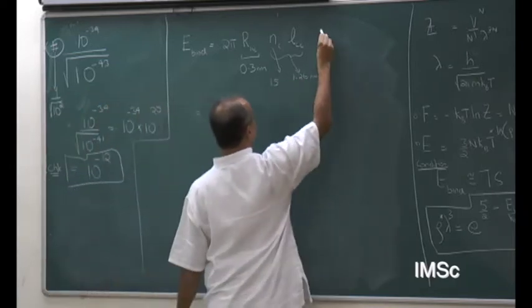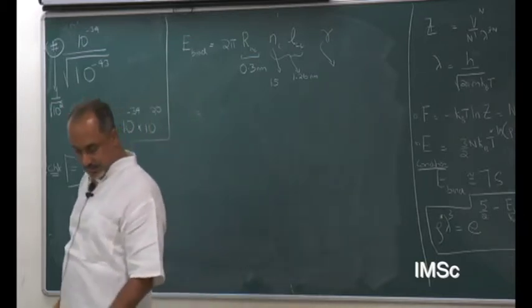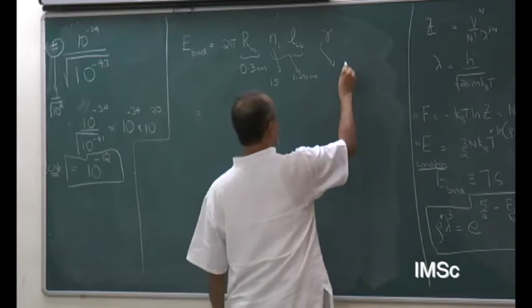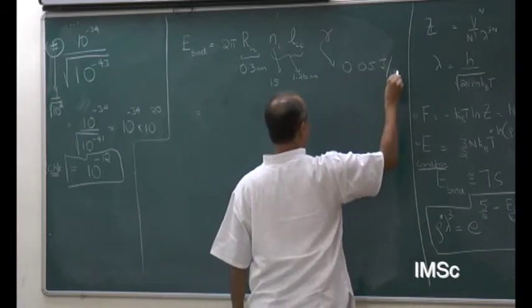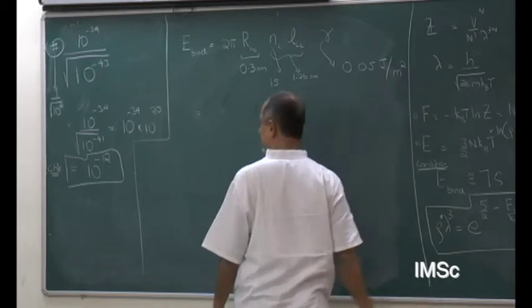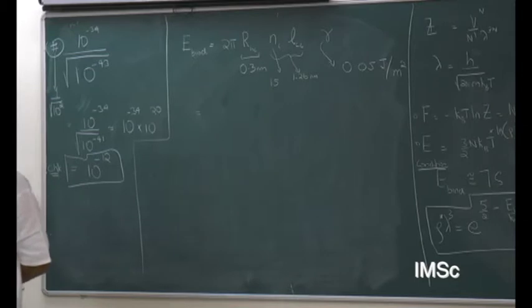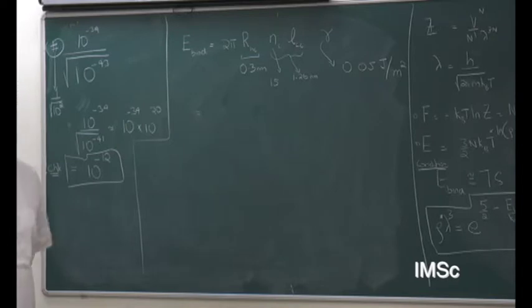And then we have finally, we forgot our gamma. And a good value for gamma is around 0.05 joule per meter squared. Again, that goes back to giving you the answer. Okay. Can you just quickly try and estimate what this is?